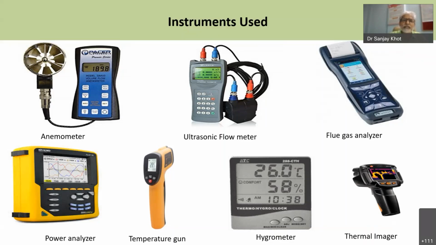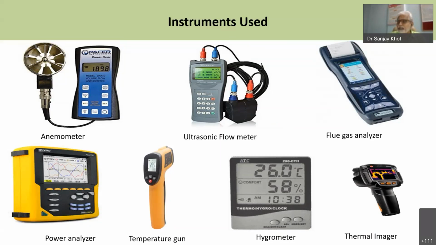We can measure the temperature at a single point, and here we can measure temperature at a surface. So these are the minimum instruments required to conduct an energy audit. In addition, a lux meter is there. Some other instruments are also essential, but these are the minimum instruments. So we need this in the pre-stage.